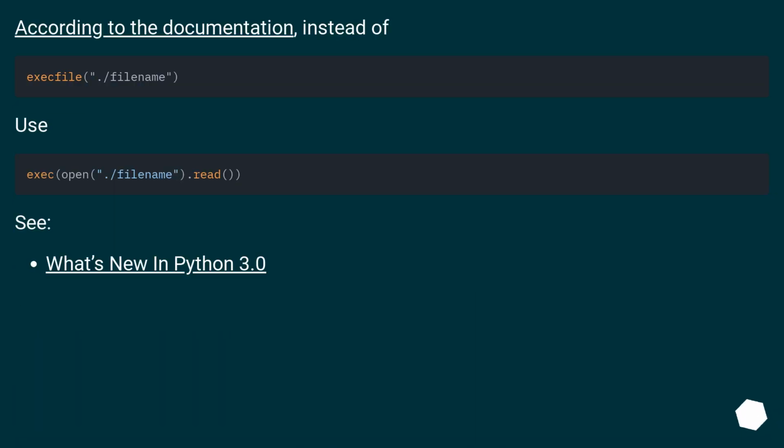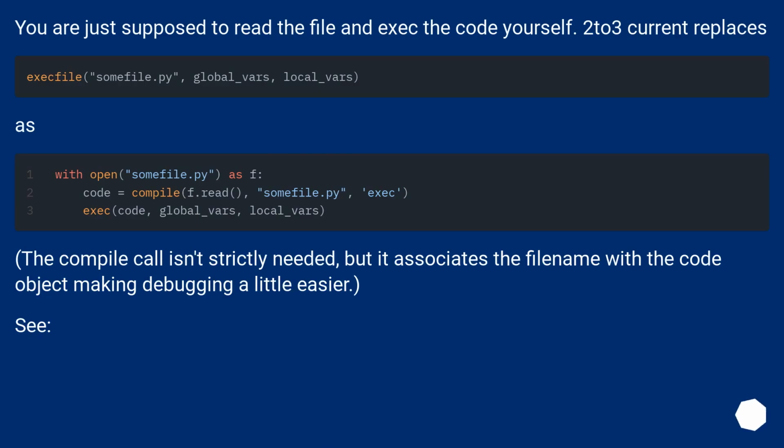According to the documentation, instead of execfile, use exec, see What's New in Python 3.0. You are just supposed to read the file and exec the code yourself. 2to3 currently replaces execfile with exec(open(...).read()).